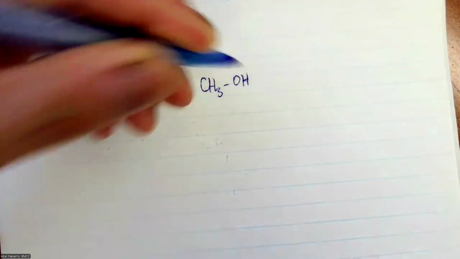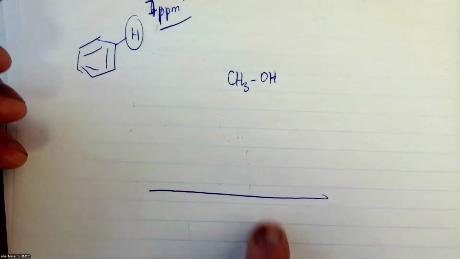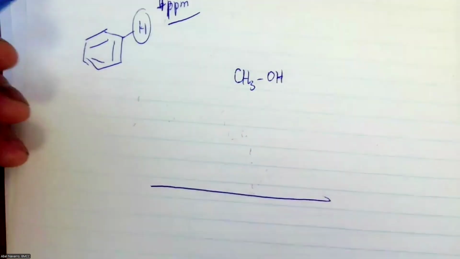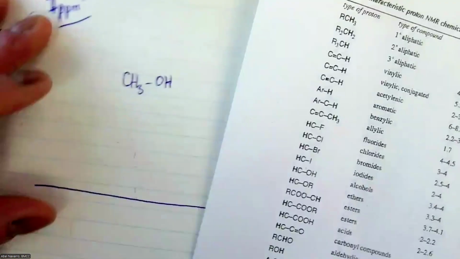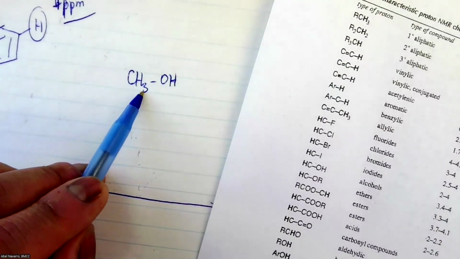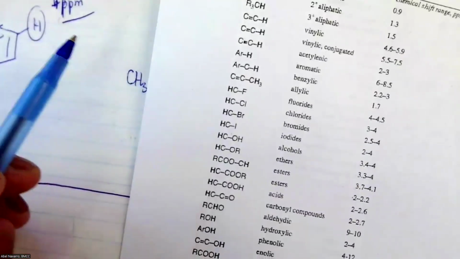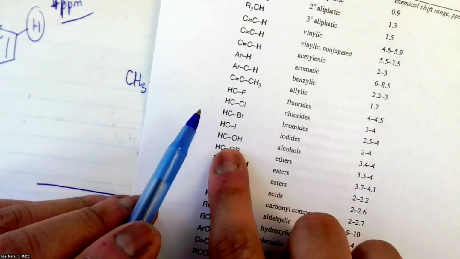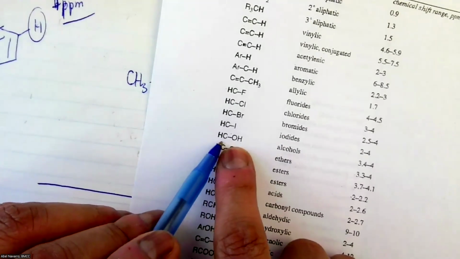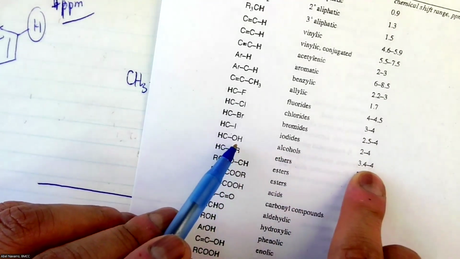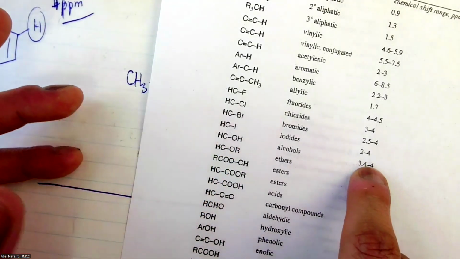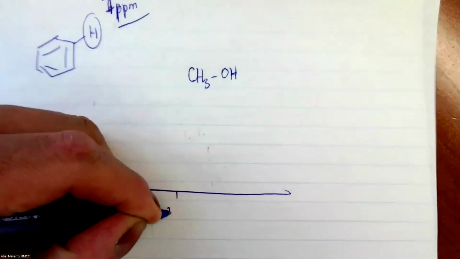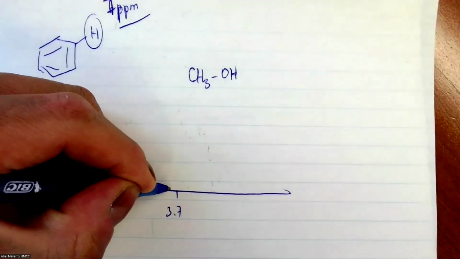So let's say I have a CH3OH. This CH3 will have more or less a ppm of, let's see, CH3OH. That's an H that is next to an oxygen, next to an OH. That's a CH next to an OH. That has between 3.4 and 4 ppms. Let's put it in between, 3.7. I will put 3.7 ppms and I will put the signal there.